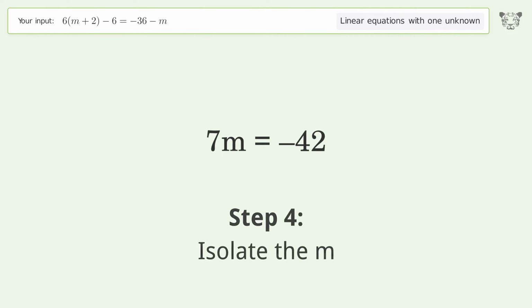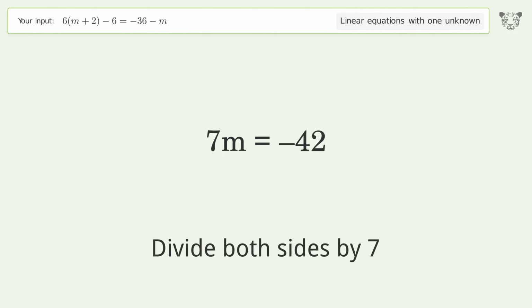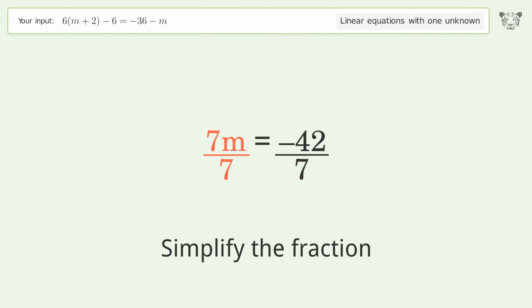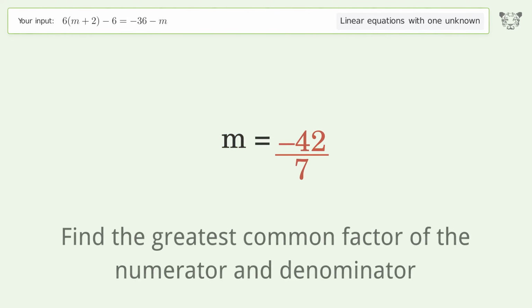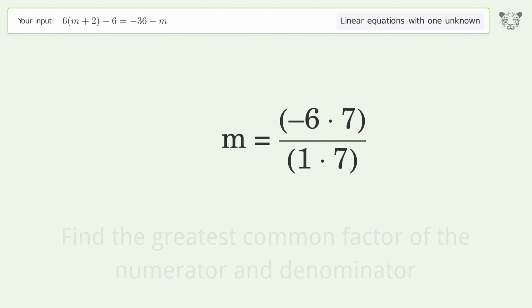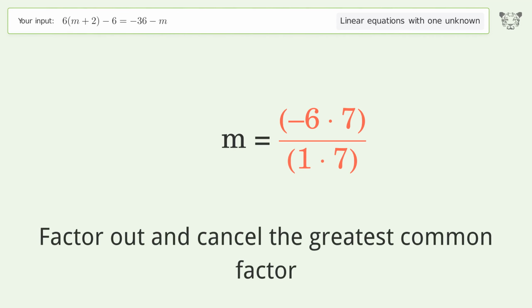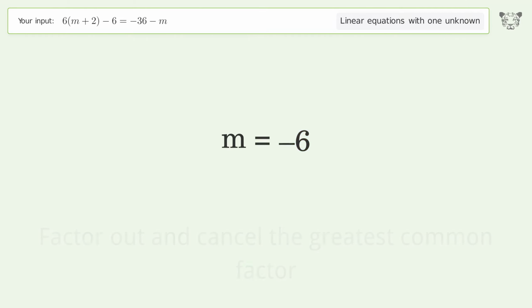Isolate the m. Divide both sides by 7. Simplify the fraction. Find the greatest common factor of the numerator and denominator. Factor out and cancel the greatest common factor. And so the final result is m equals -6.